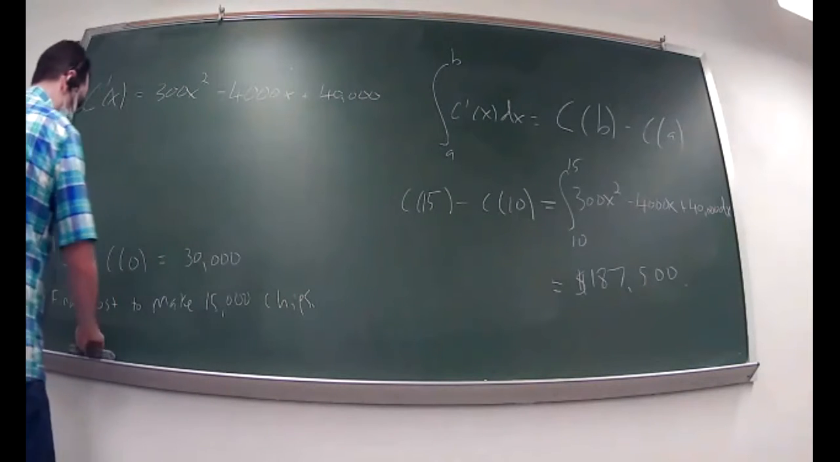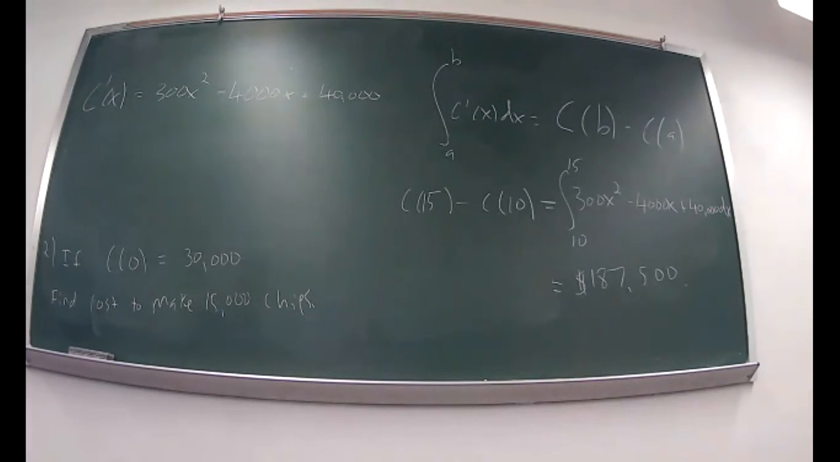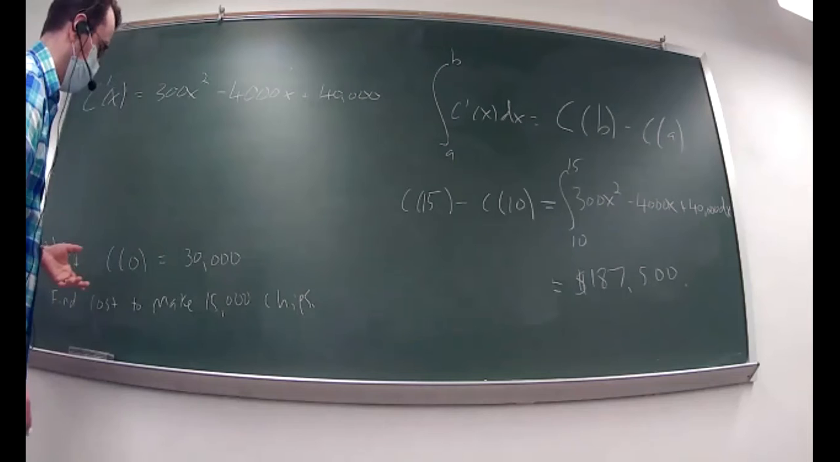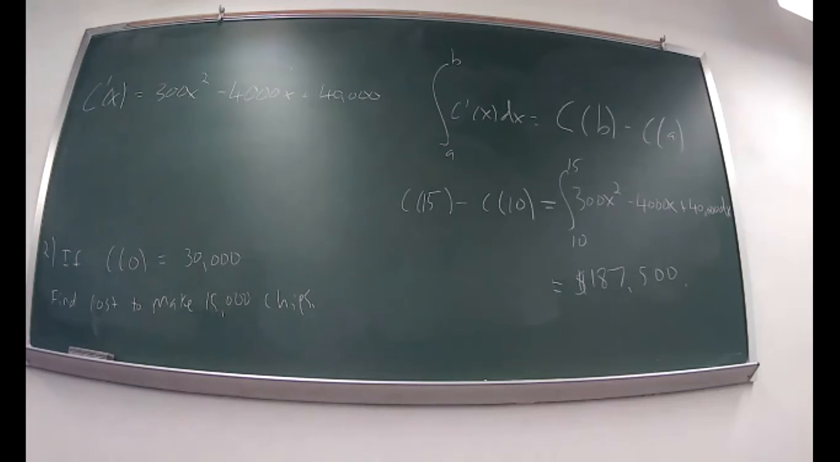So what about the second part? If it costs $30,000 to set up the manufacturing run, so that the cost to produce nothing would be $30,000, if you set up the manufacturing run and didn't make anything, can you find the cost to make 15,000 chips? This one's a little more difficult if you've never seen it before.